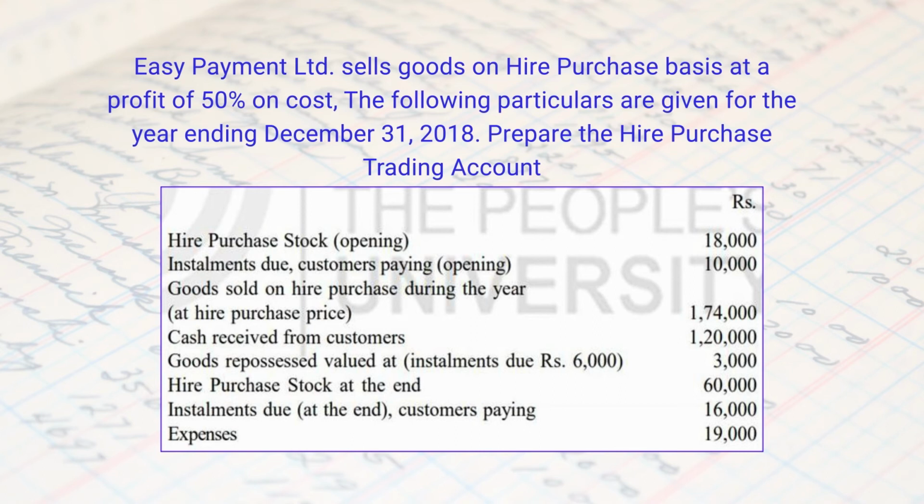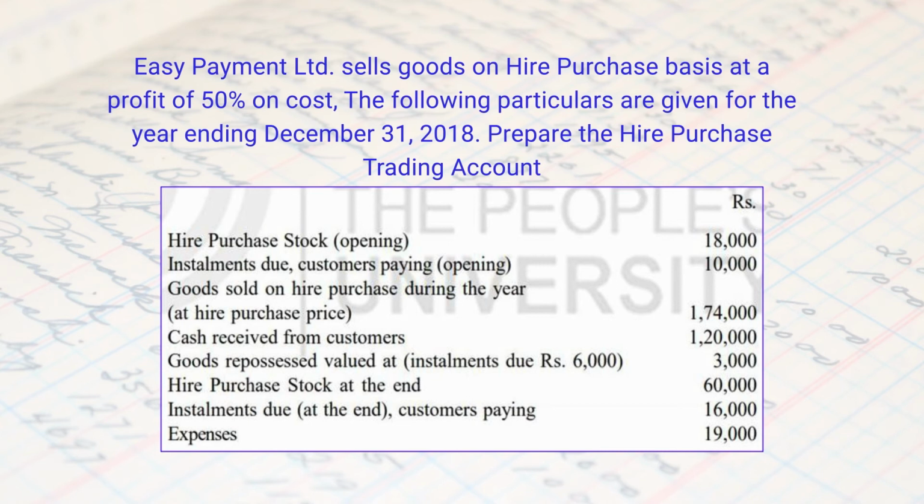These are the information which we have been provided with. Hire purchase stock 18,000, this is the opening balance. Installment due, customers paying opening 10,000, it means this is the opening balance of installment due. Goods sold on hire purchase during the year at hire purchase price, 1,74,000. It means loading is already included in this. Cash received from customer 1,20,000, goods repossessed valued at 3,000 and the installment due amount is 6,000.